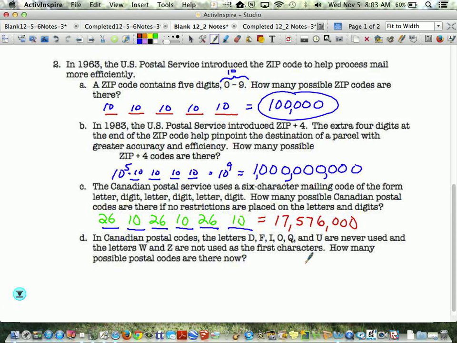So their basic zip code compared to our basic zip code, by using letters, we only have 100,000 combinations with our system, and they would have 17 million combinations.